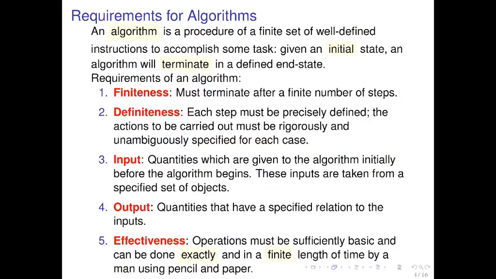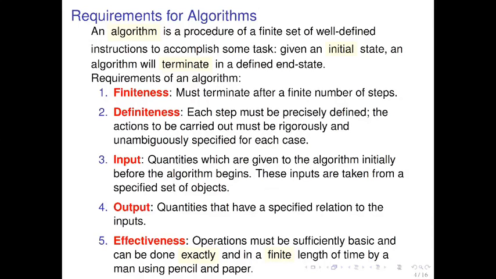Each step must be precisely defined, and the actions need to be carried out rigorously and unambiguously. You cannot tell the algorithm to do something that is ambiguous, because the computer can't make that decision on its own unless you tell it to. The number 3 condition is input. Quantities that are given to the algorithm initially are considered as input, and that's basically how the computer knows where to start. Fourth is the outputs. Quantities that have a specified relation to the inputs are considered outputs.